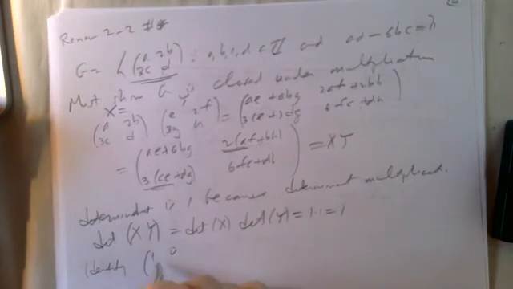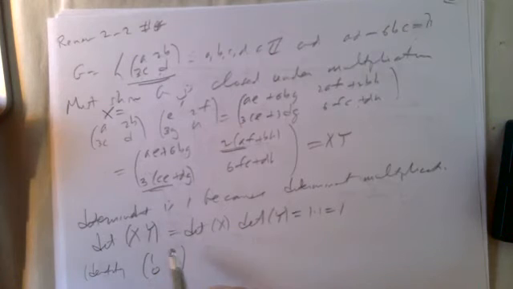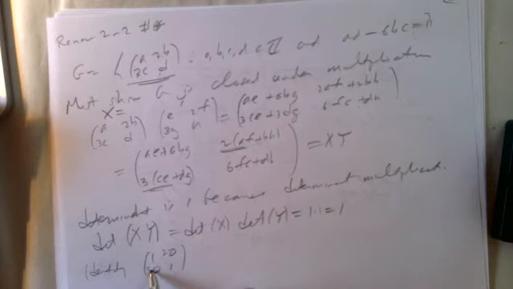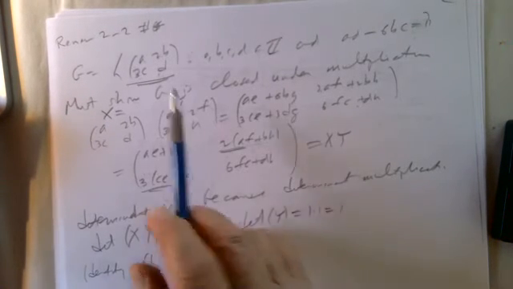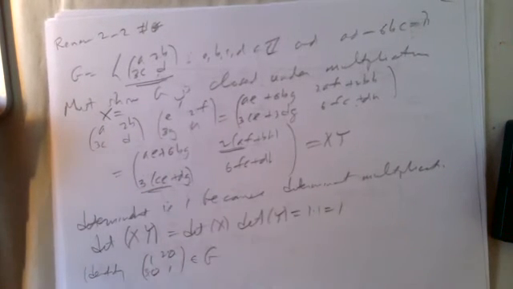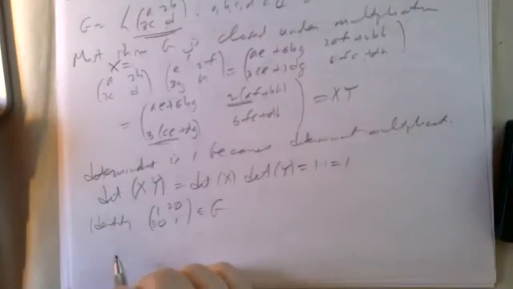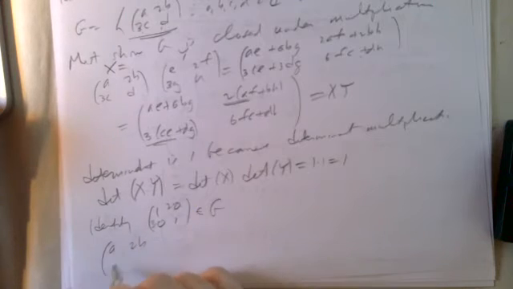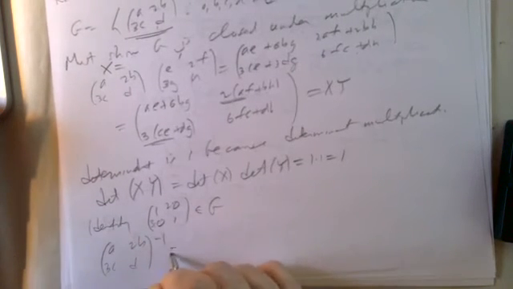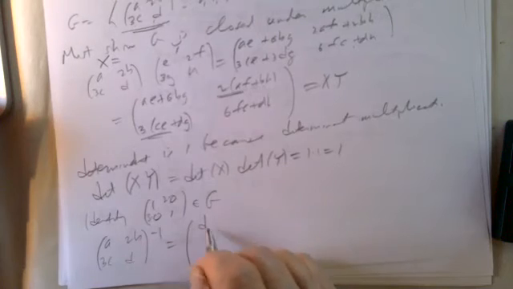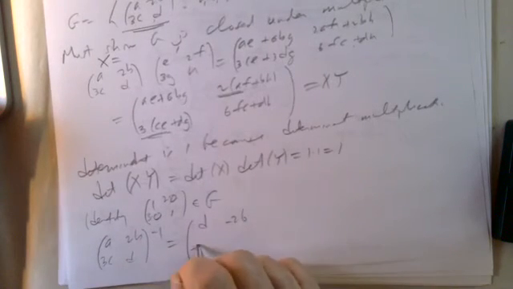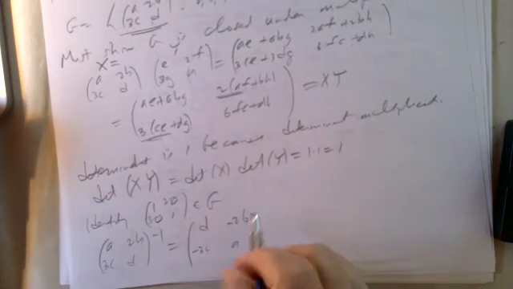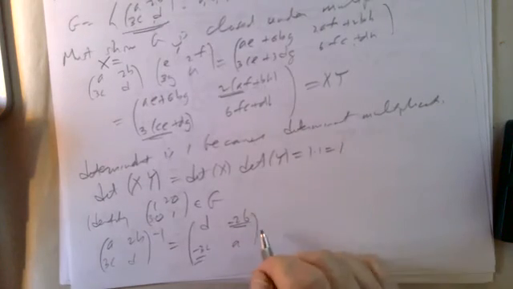What's the identity? 1, 0, 0, 1. But 0 is the same as 2 times 0, and 0 is the same as 3 times 0. So this matrix also satisfies the conditions to be in the set G. And is it closed under taking inverses? If you take A, 2B, 3C, and D, the inverse we've proved many times is D, minus 2B, minus 3C, A. And again, this is even, this is divisible by 3, so this is in G.